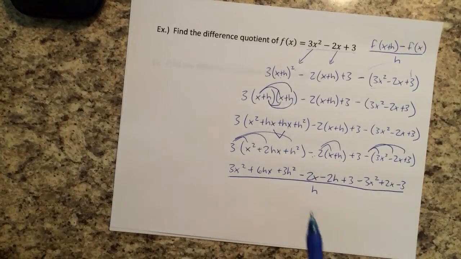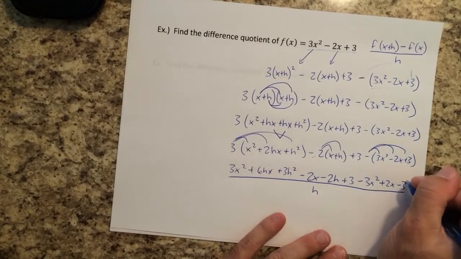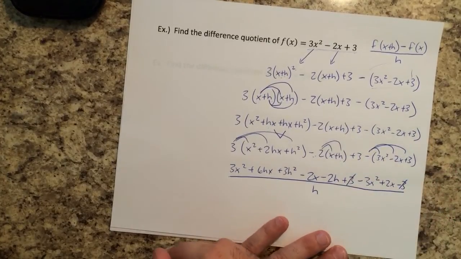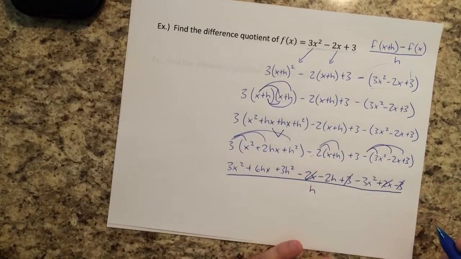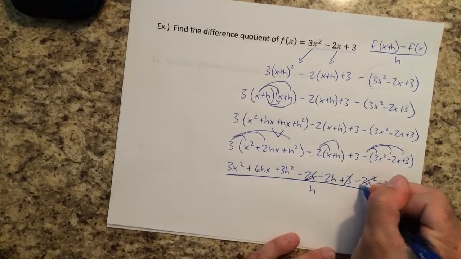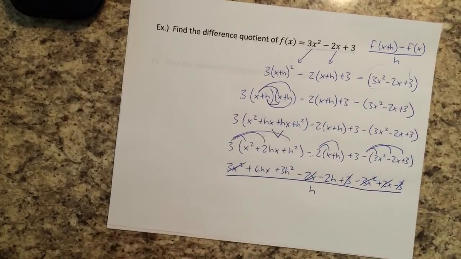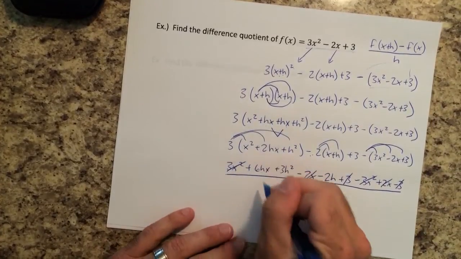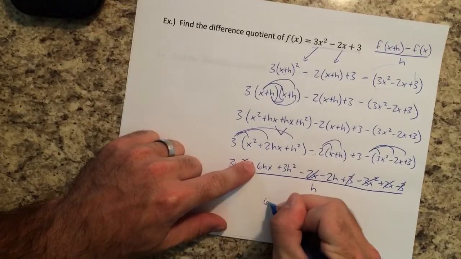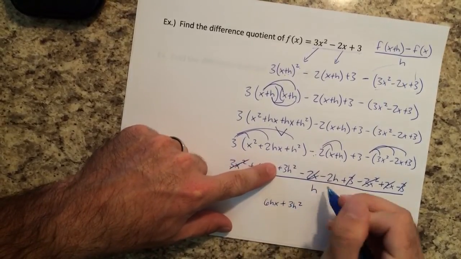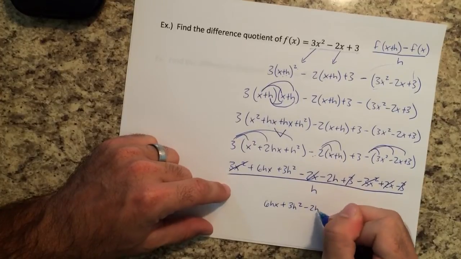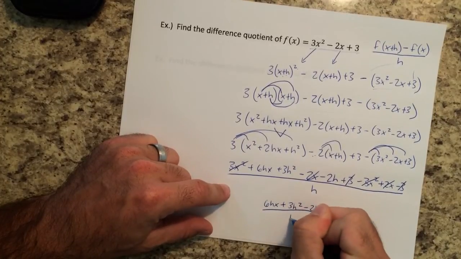So now I'm at the point where I want to combine like terms, but like I said, when we combine like terms, we'll see a lot of stuff cancels out. I have a negative 3 and a positive 3, they cancel. I have a positive 2x and a negative 2x, they cancel. I have a negative 3x squared and a positive 3x squared. They cancel. So that leaves me with 6hx plus 3h squared minus 2h, and that's all over h.